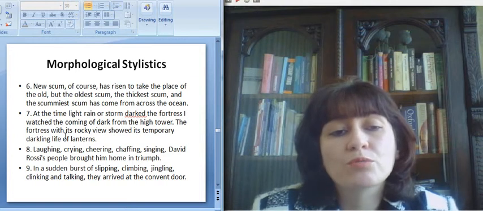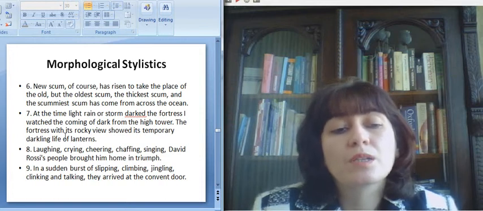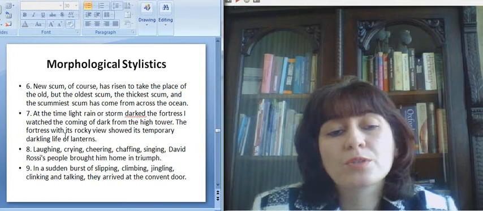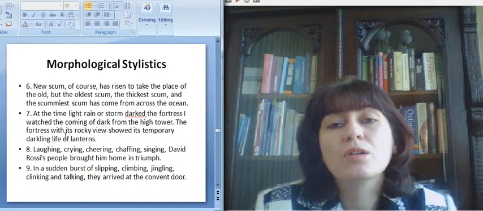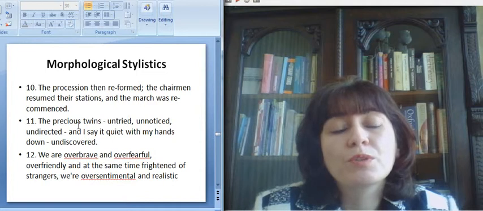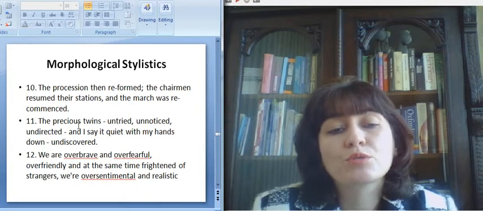At the time light rain or storm darkened the fortress, I watched the coming of dark from the high tower. The fortress, with its rocky view, showed its temporary darkling life of lanterns. Laughing, crying, cheering, chaffing, singing, David Ross's people brought him home in triumph. In a sudden burst of slipping, climbing, jingling, clinking, and talking, they arrived at the convent door. The procession then reformed, the chairmen resumed their stations, and the march was recommenced.